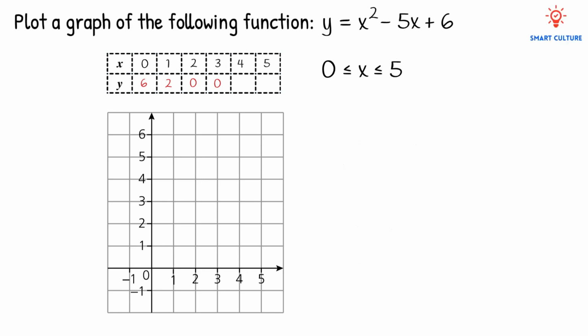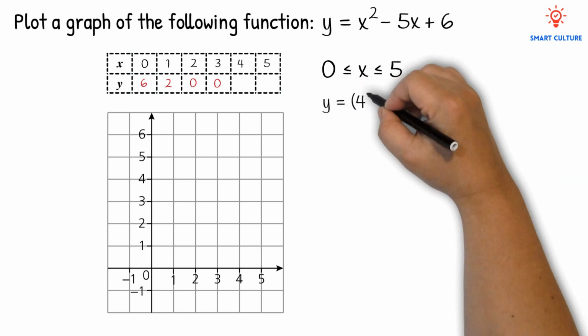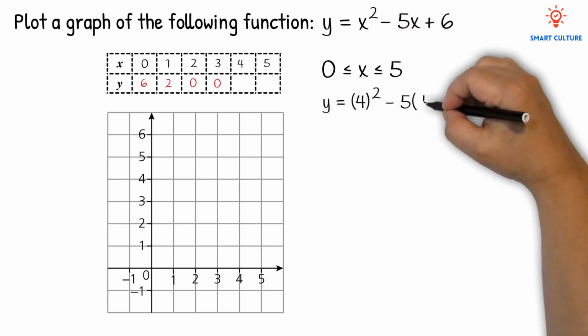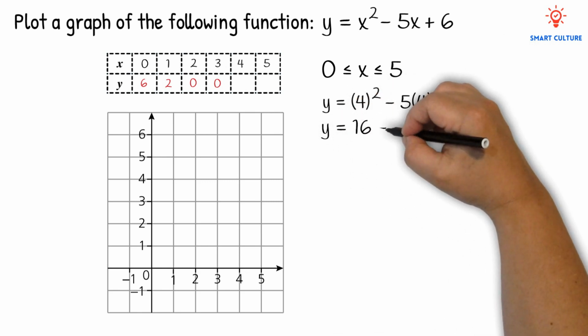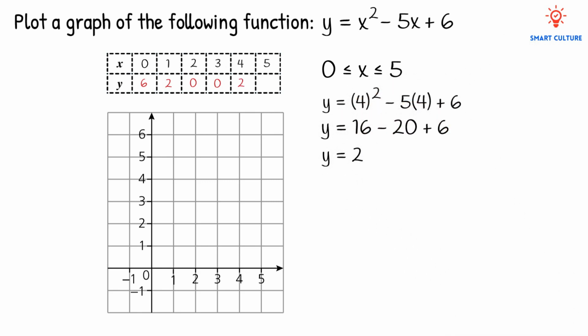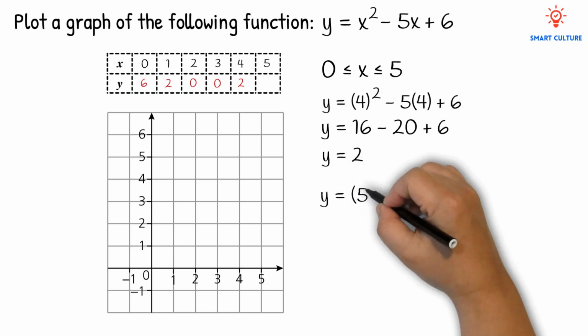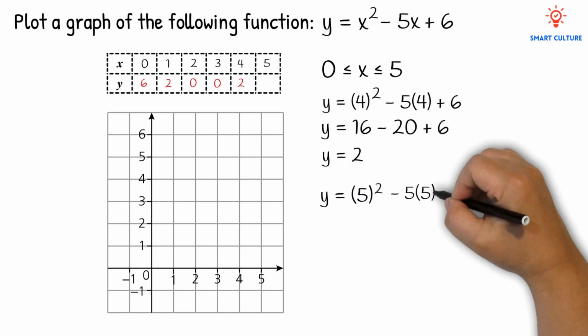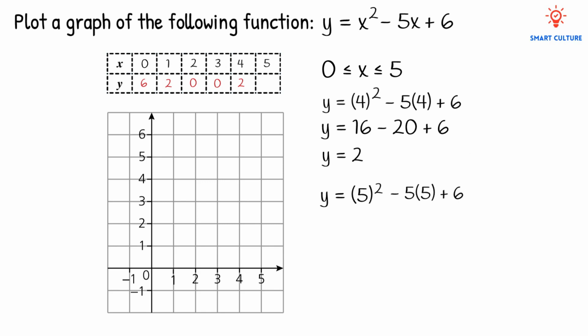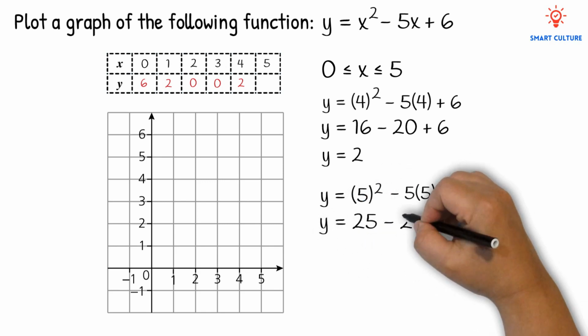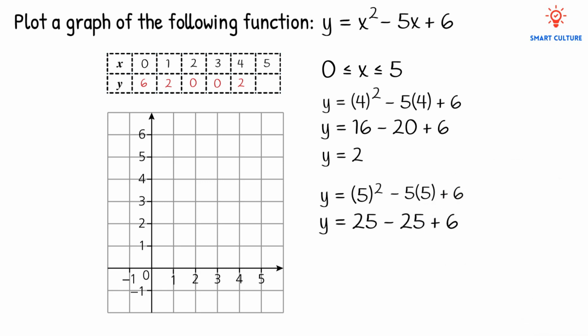Let's move on to the next x value. Here we have x is equal to 4. 4 squared minus 5 times 4 plus 6. So it will be 16 minus 20 plus 6. That is equal to 2. Negative 4 plus 6 is equal to 2. So when x is equal to 4, y is equal to 2. Let's take a look at the last x value of 5. 5 squared minus 5 times 5 plus 6. So it will be 25 minus 25 plus 6. And that is equal to 6. So when x is equal to 5, y is equal to 6.